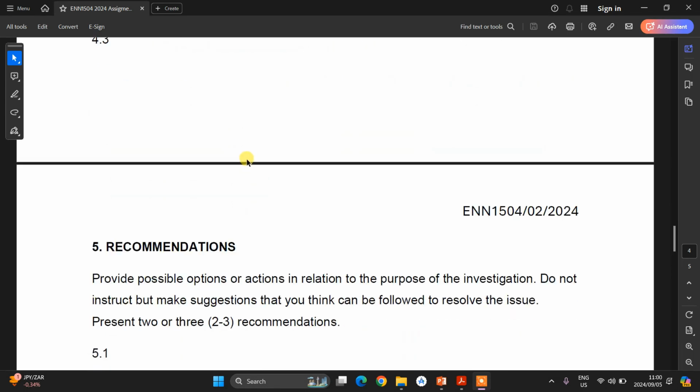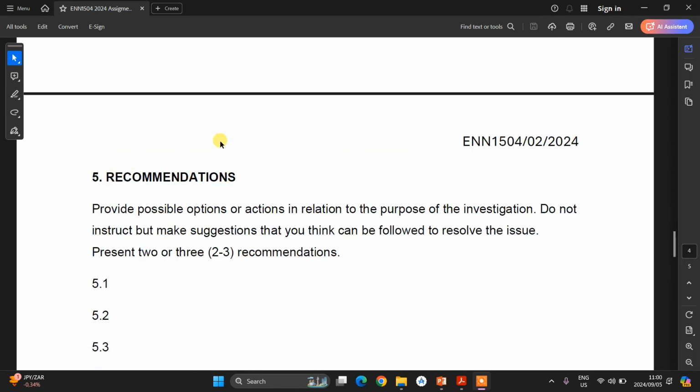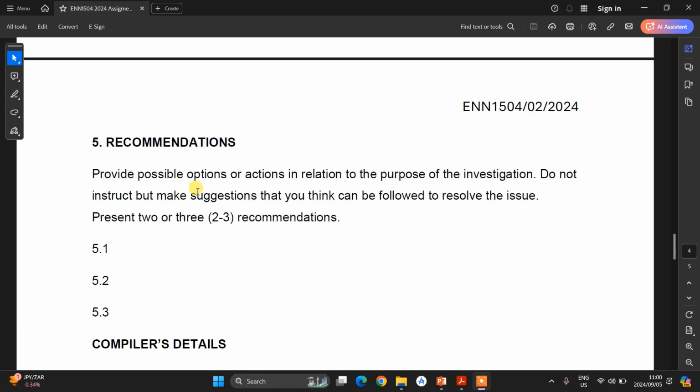Okay, after your conclusions, you'll have your recommendations. Here they say you must provide possible options or actions in relation to the purpose of the investigation. Do not instruct but make suggestions that you think can be followed to resolve the issue. Present 2 or 3 recommendations.